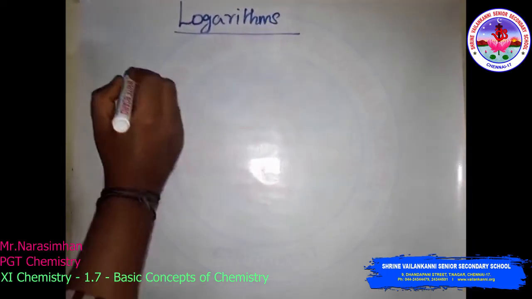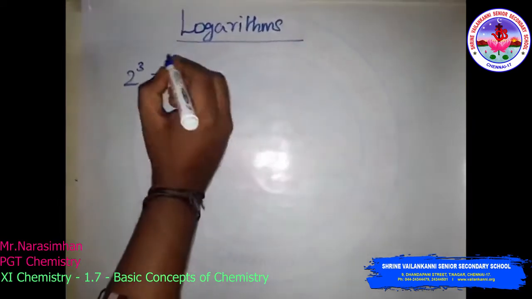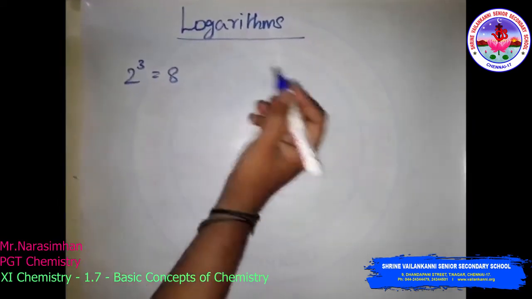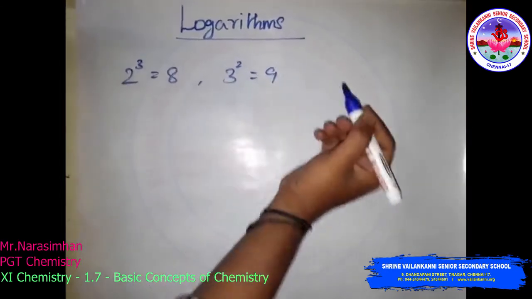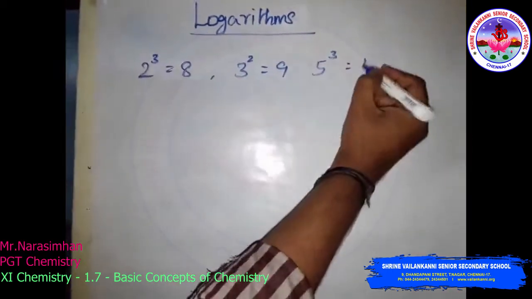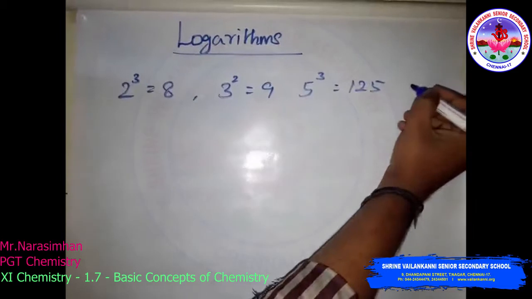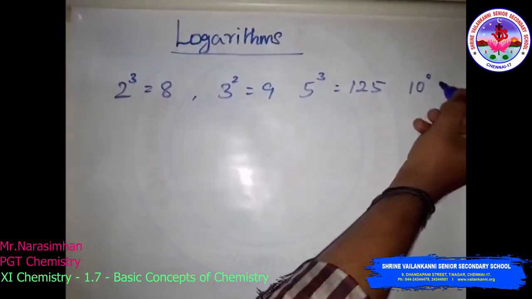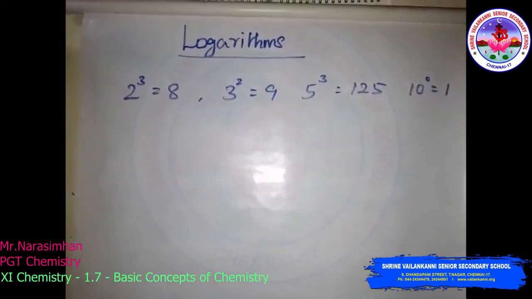Already we know that 2 power 3 is 8. Then 3 squared, that is 3 power 2, will become 9. 5 power 3 will become 125. And anything power 0, 10 power 0, the value is 1. Anything power 0 is equal to 1.